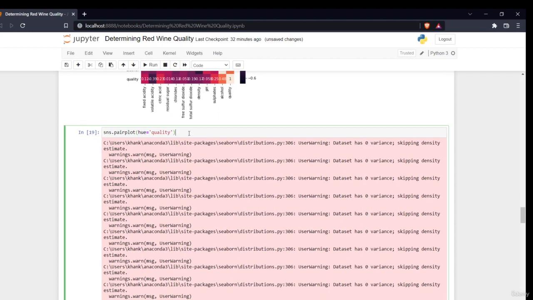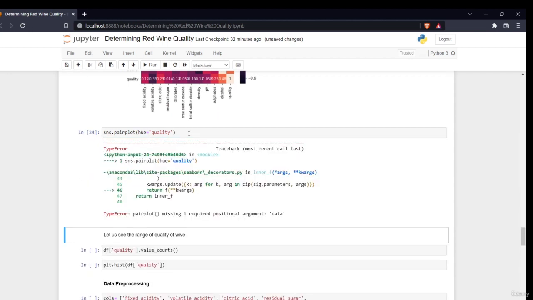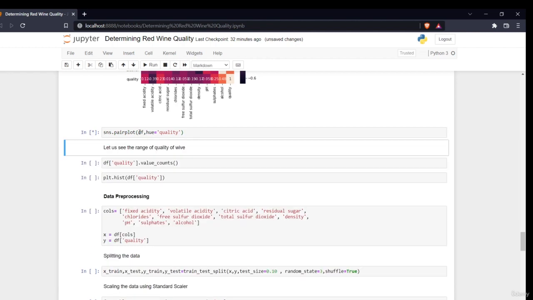Then we'll plot a pair plot now. Okay, one data argument is missing. Sorry, I have to pass the data. So I've given the data frame and the hue on the basis of quality. So now it will give me the distribution based on quality. It will also take some time, because the pair plot does a lot of calculation.